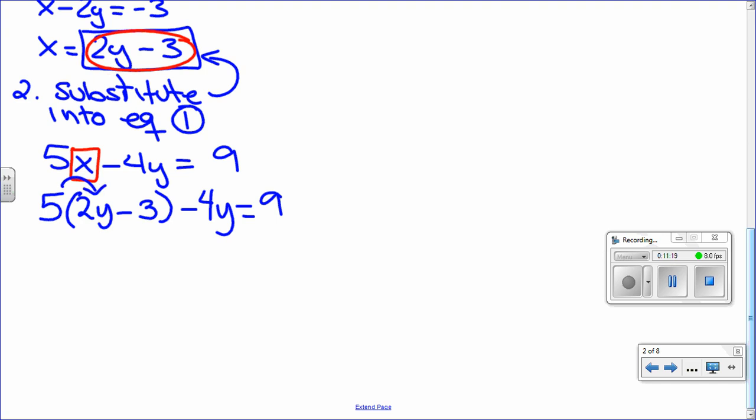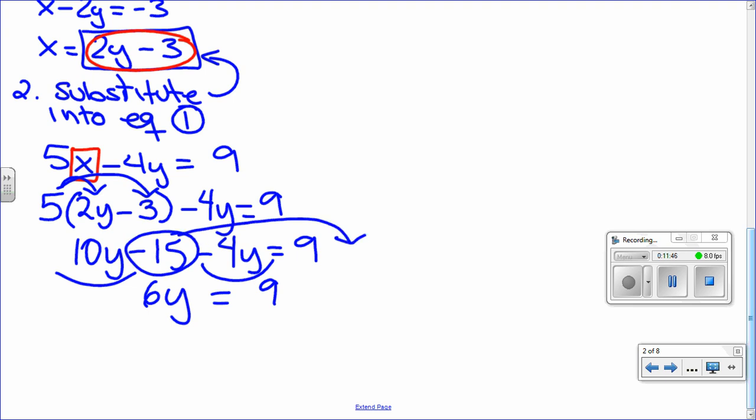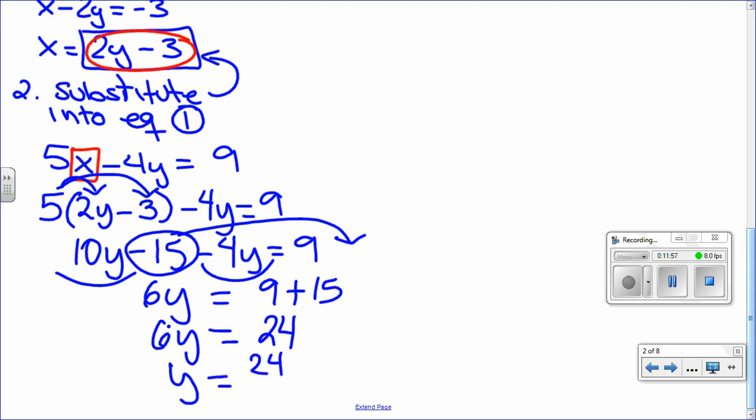Of course, here you have to use your algebra skills, so you're going to distribute the 5. So 10y minus 15 minus 4y is equal to 9. We're going to combine like terms. So 10y minus 4y, that will be 6y is equal to 9. And then this negative 15, if I take it across, from subtracting, it's going to go to adding. So 6y is equal to 24. And then we have to divide by 6. So y is equal to 4.